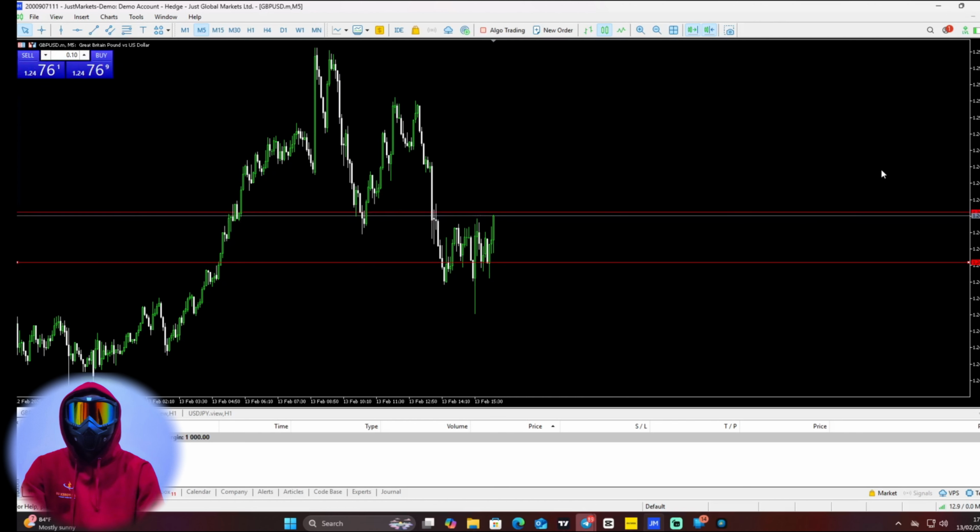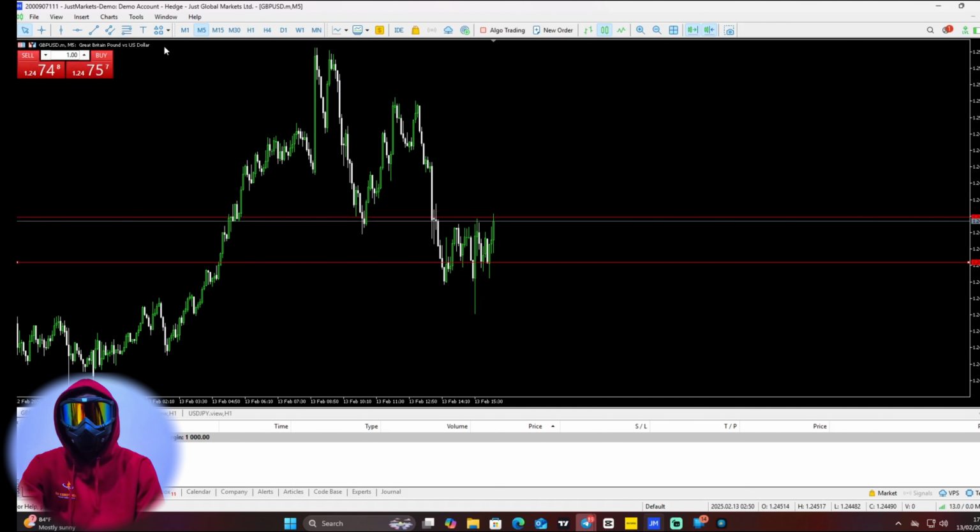Then we have what we call a mini lot, which is 0.10 or 0.1. It is the same thing. That is a mini lot. Then we have a micro lot, which is 0.01. It is common when you're still new, you're trying to figure out things, you're still fearing to lose money. That is your lot size.